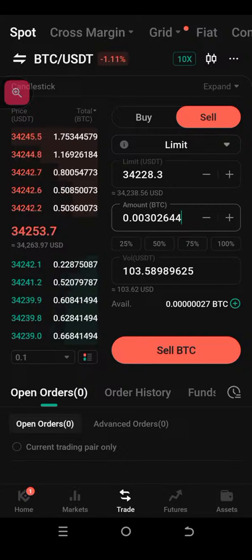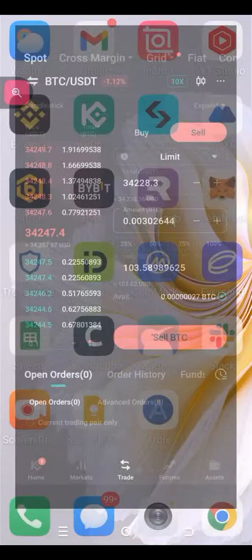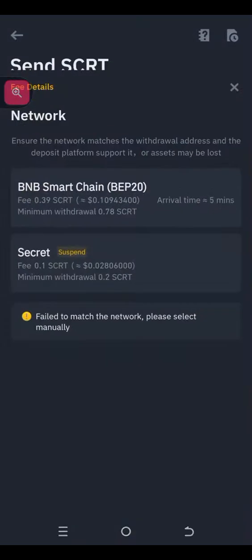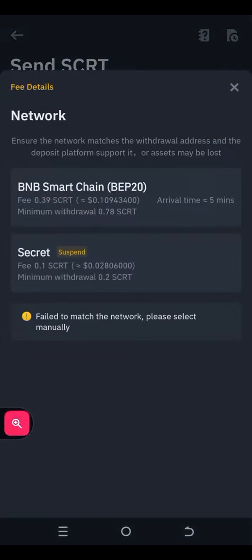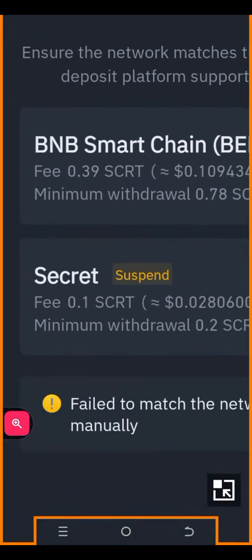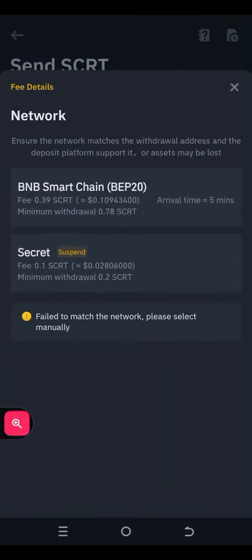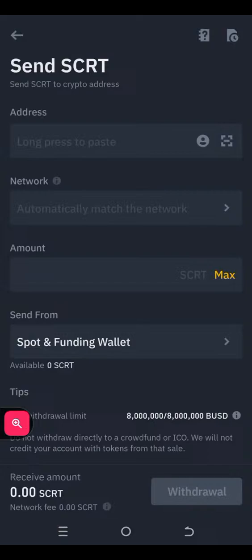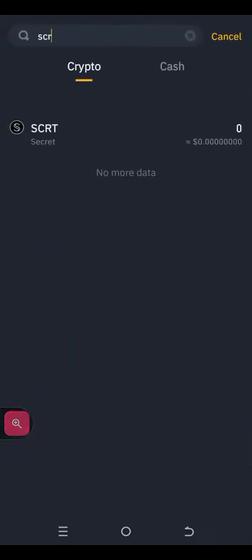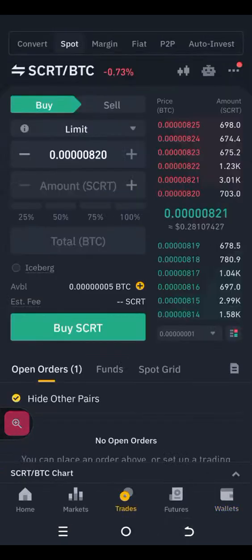Okay? Now we're here. And the only thing that's standing in our way is that we can't even withdraw this with Secret, because the withdrawal network of Secret has been suspended. Can you see that? It has been suspended. So these are the pros and cons. Okay, let me go back. This was supposed to be a profitable transaction.